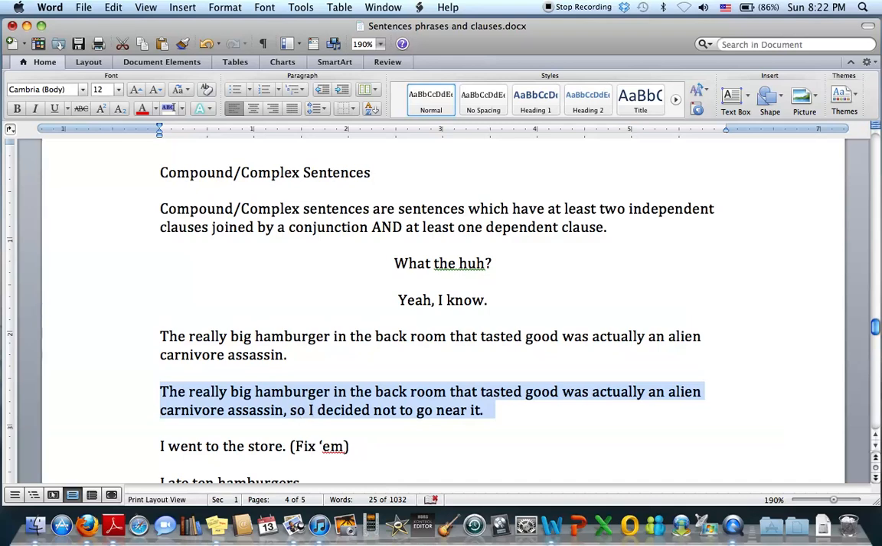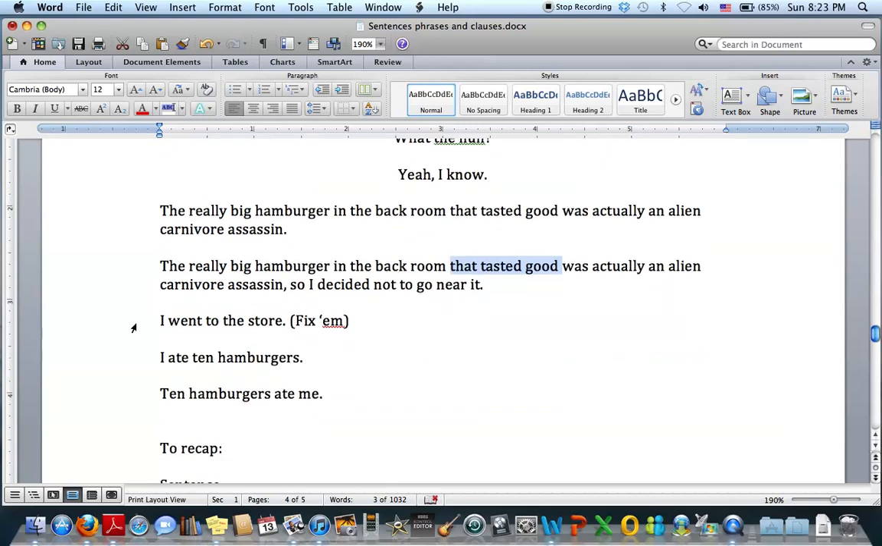And at least one dependent clause. Where can we find that? Right here. That tasted good. Here's our adjective clause. The adjective clause modifying hamburger. Because of that, we can see what we've got. Two independent clauses, one dependent clause, and a conjunction. And there we go. So let's see if we can do that with these three briefly.